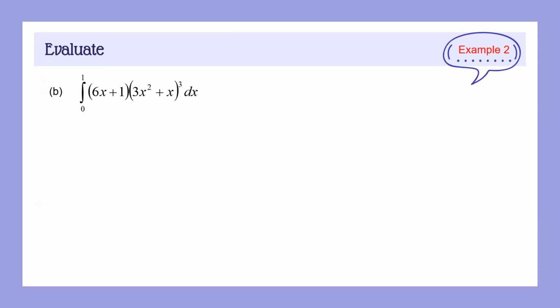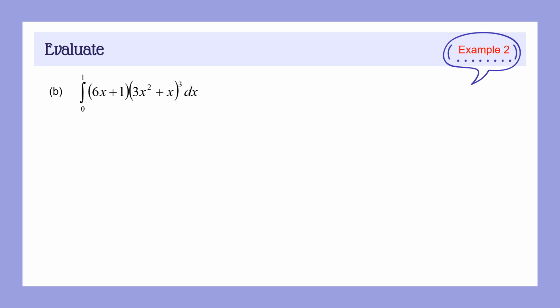Now let's move to example 2b. Integrate 6x plus 1 multiply 3x squared plus x power of 3 dx from 0 to 1. For this question, we do not want to expand since we need to expand 3 times. So we try to use substitution. For this question, we have two choices of u, because usually u will be the inner function in a composite function. So we can choose u equals 6x plus 1 or u equals 3x squared plus x.